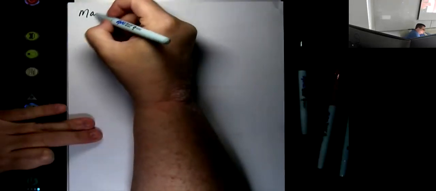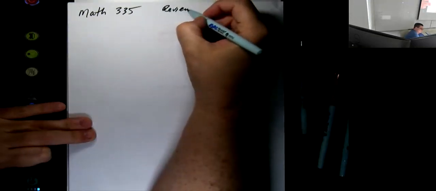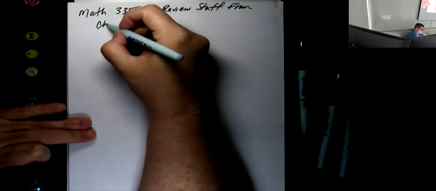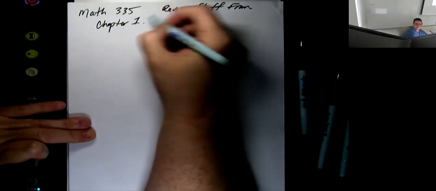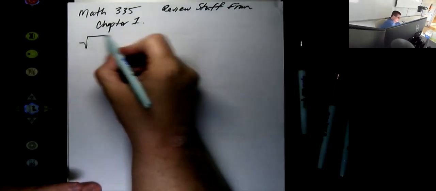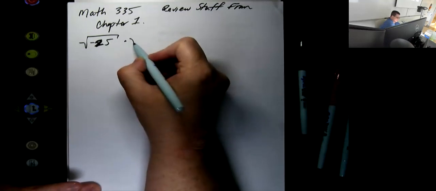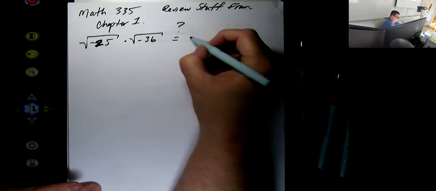A question on some stuff from imaginary numbers. 335. New stuff from chapter 1. Quite a few days ago. This problem has negative square root of 25 times negative square root of 36. Does that equal negative 30?